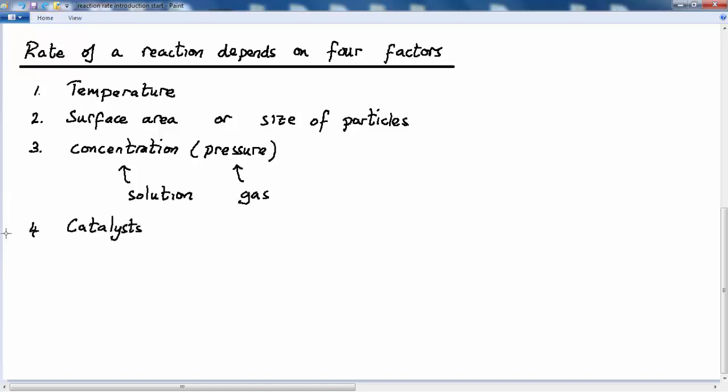And then finally, the fourth thing which affects the speed at which a reaction takes place is the presence of catalysts. So we'll be looking at each of these in detail. And we're going to be looking at the four of these in the context of the particle model. In fact, what is called collision theory. So we'll learn that chemical reactions can only take place when the particles of the reactants collide with each other. And so we'll see what affects the speed, the rate of the chemical reaction.